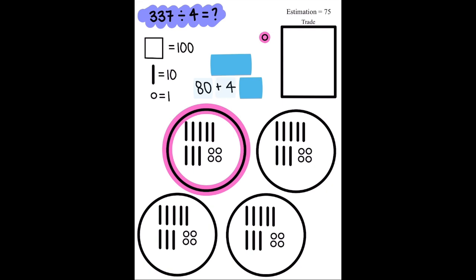80 plus 4 leaves us with a sum of 84. But we can't forget about our remainder. Once we include the remainder, our final quotient is 84, remainder 1. Now we will solve 337 divided by 4 symbolically.